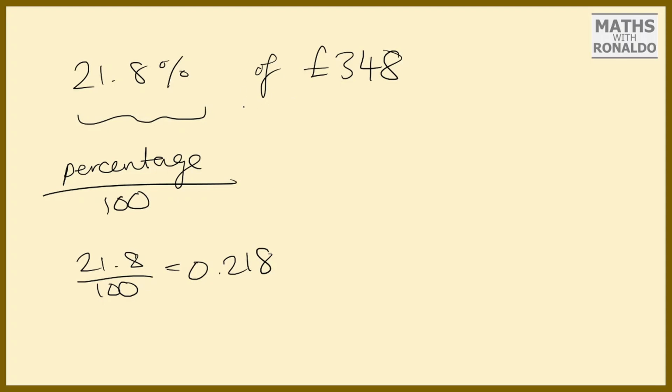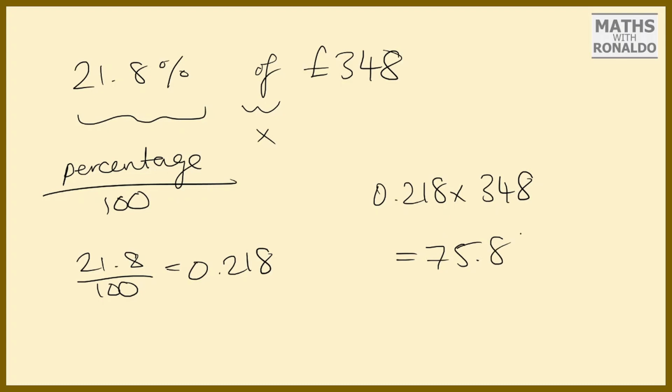And now we know from our previous problem that of means times. So now our working is just simply 0.218 times 348 pounds. And that will give you 75.864. And we know we're talking about money here, so we should round to the nearest penny, and we can use the approximately equal to, and this is a strong approximation, whereas this represents a weak approximation. £75.86, and that would be 21.8% of 348.